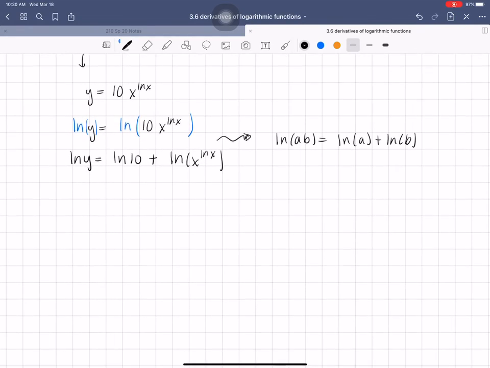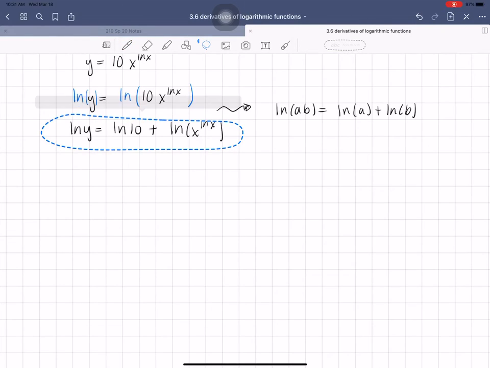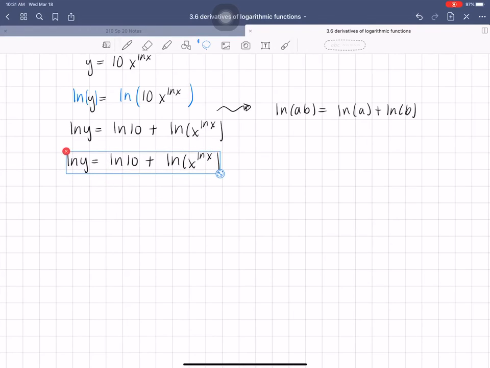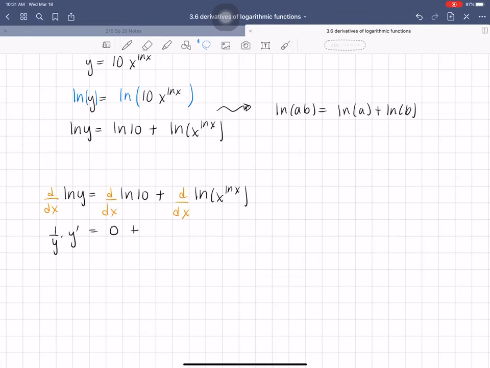Now we're going to use implicit differentiation to find this derivative. So I'm going to copy and paste this again, and that's so I can show every step. We want to find the derivative with respect to x of both sides. So on the left-hand side, we end up with 1 over y times y prime. Ln of 10 is just a constant, so this is going to become 0, plus, and then actually, before I find this derivative here, let me rewrite this. I think I shouldn't have skipped a step. So I'm going to move this down and rewrite this algebraically as ln of y equals ln of 10 plus ln of x times ln of x.